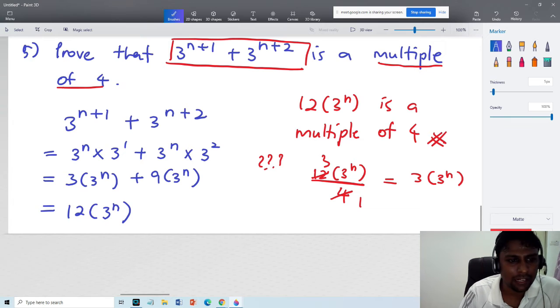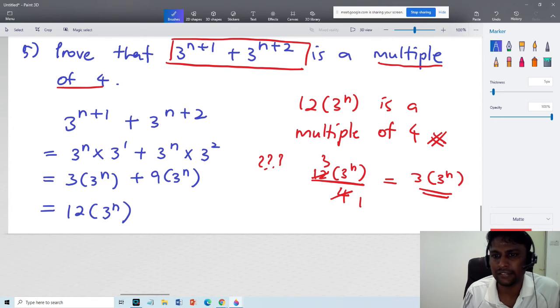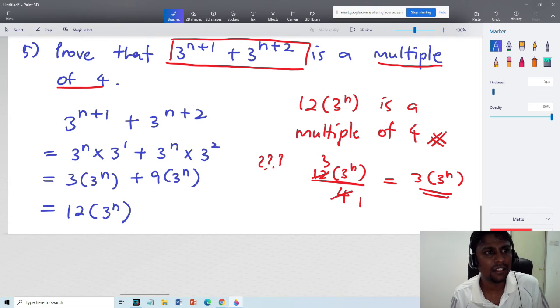Okay, what I mean is, when you divide this number by 4, it divides completely. Divide completely means it's a multiple of 4. Okay, that is about the question. So we already proved it's a multiple of 4. How do you prove it? Then you write this. So you divide, you show this. So it's actually completely divisible. Then it's proven.